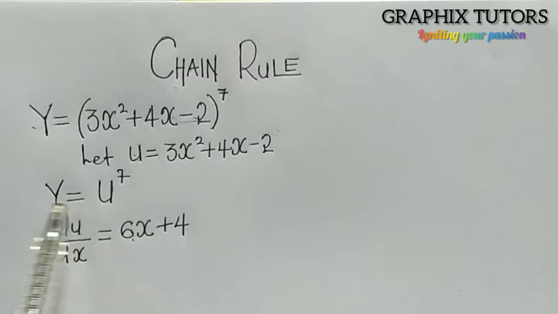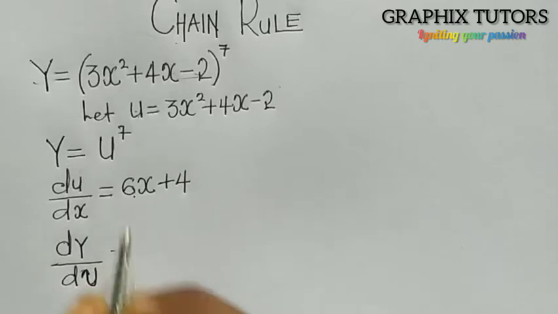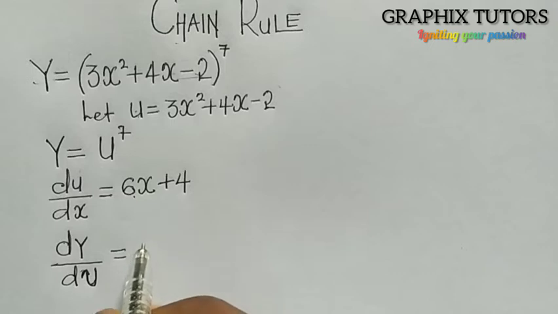Now the next one we'll differentiate will be this. I'm going to have my dy over du equals, now this is u to the power 7, so it gives me 7u to the power 6. Now this is what I'm having.